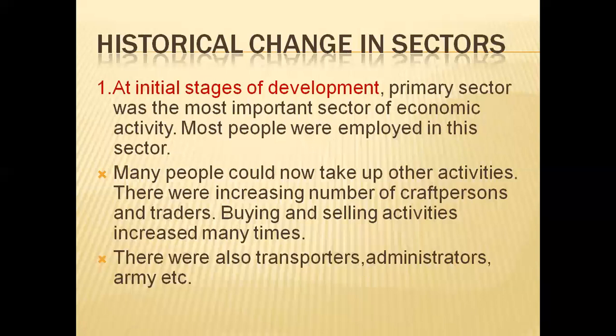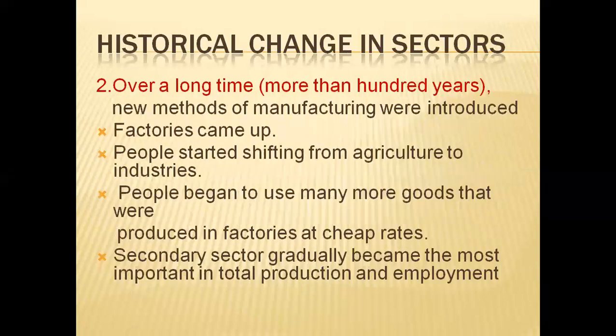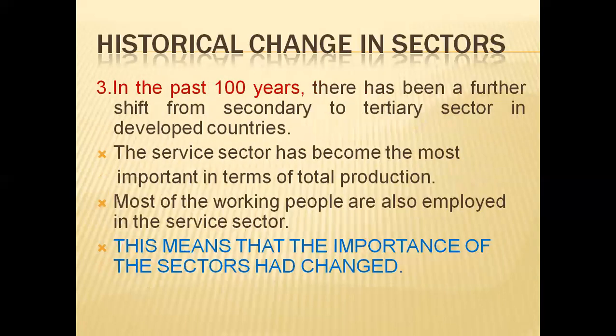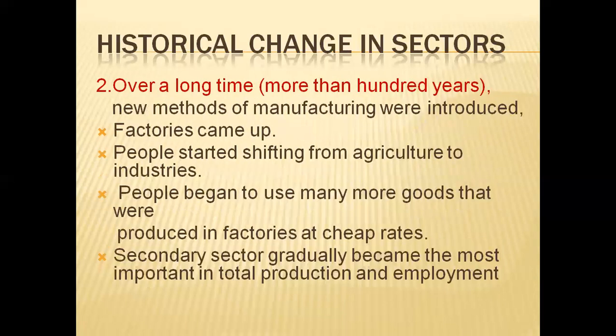Now, this changed over a period of time. For more than 100 years, when new methods of manufacturing were introduced, factories were set up, people started shifting from agriculture to industries. They started leaving agriculture and they started working in factories as workers.